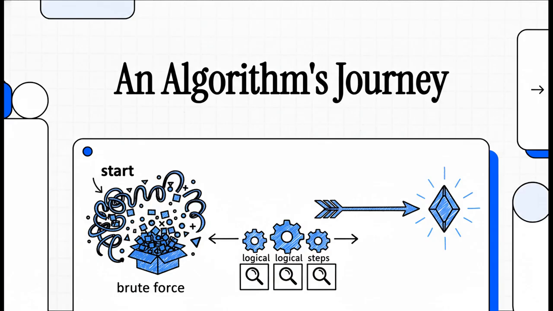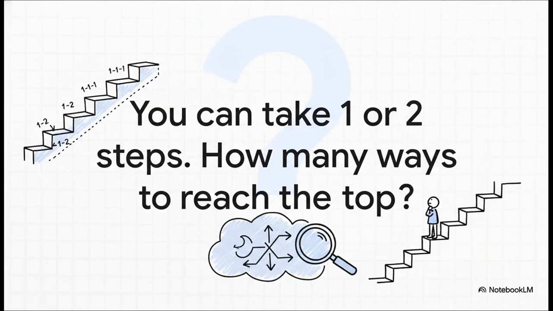Let's get started. All right, so let's put you in the driver's seat. You're standing at the bottom of a staircase. The rule is simple. You can take one step or two steps at a time. The question is, how many different ways can you get to the top? Now, if it's, say, 3 steps, you can figure that out pretty easily, right? You could go 1, 1, 1, or 1 then 2, or 2 then 1. 3 ways, easy. But what if it's 10 steps, or 45? Suddenly, it's not so simple.